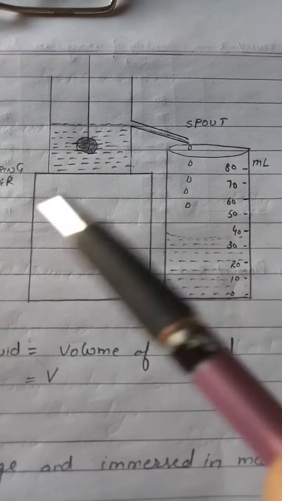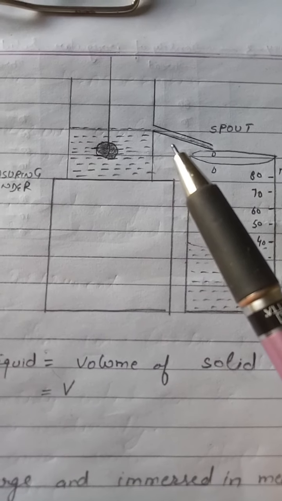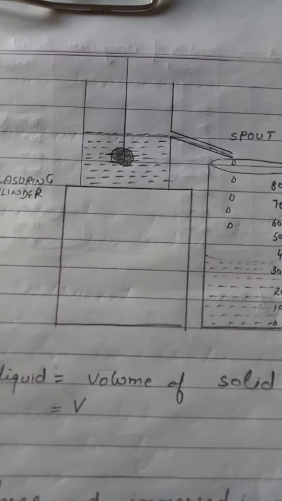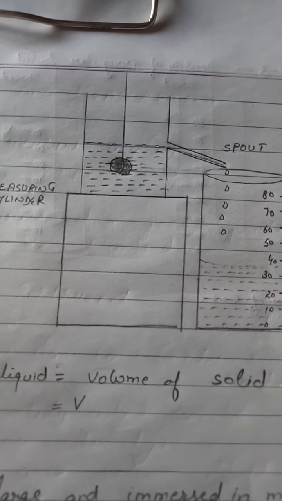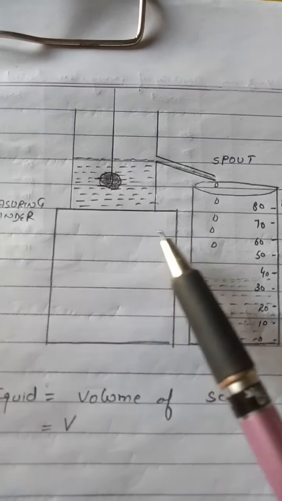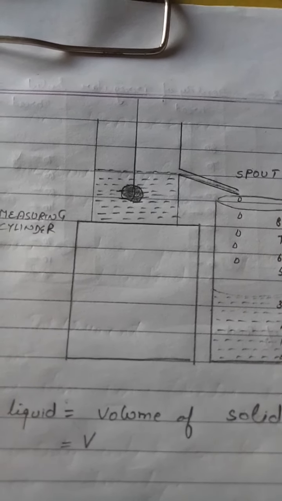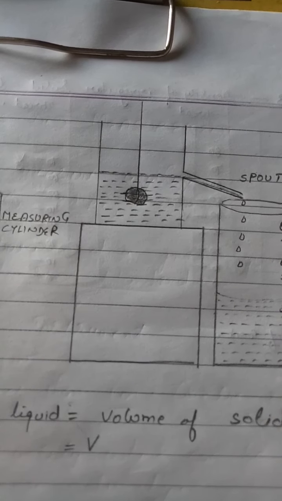Look at that. The displaced water overflows through the spout and collects in the measuring cylinder. When the water stops dripping out from the tip of the spout, at that time note the volume of this liquid.